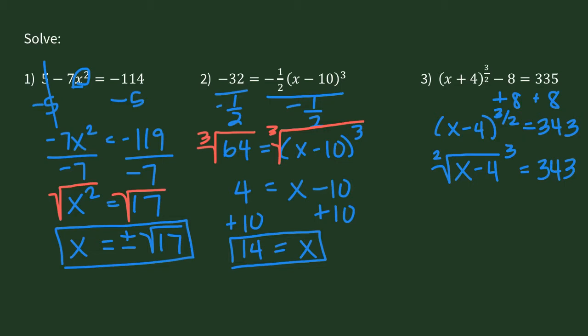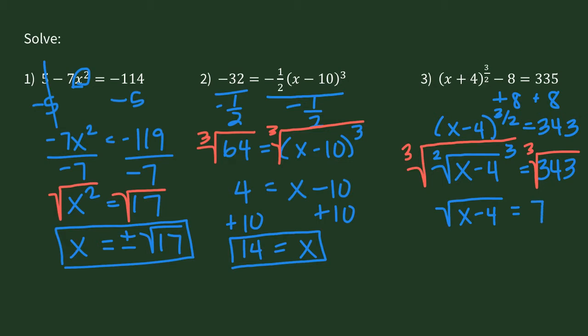So I'm going to do undoing the 3rd power first. So I'm going to take the cube root of both sides, and that'll undo the 3rd power. So now I still have the square root, but I don't have the cube there anymore. And then the cube root of 343 means what number do you cube, what number do you multiply by itself 3 times to get 343?